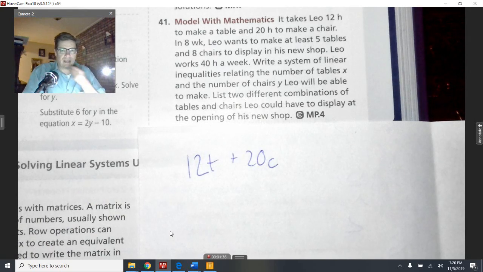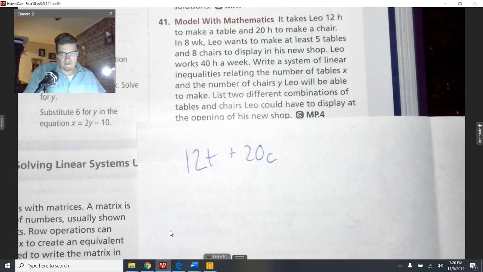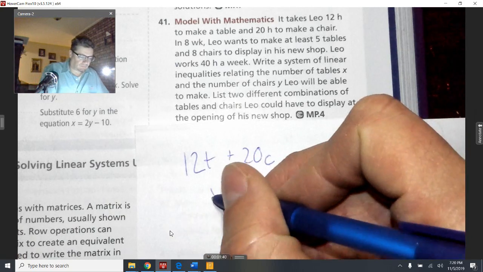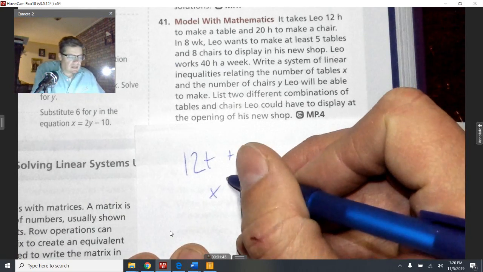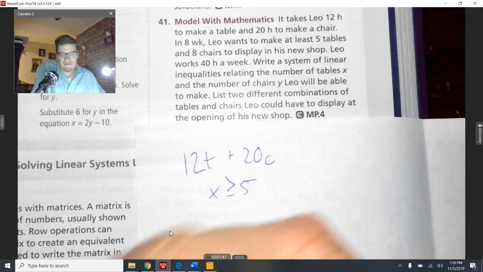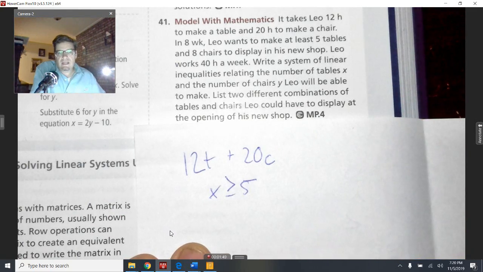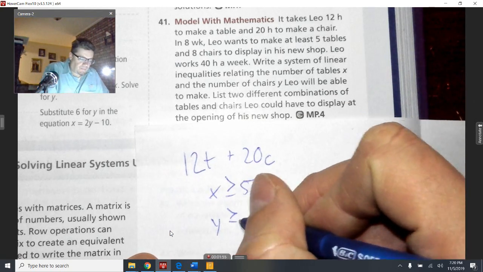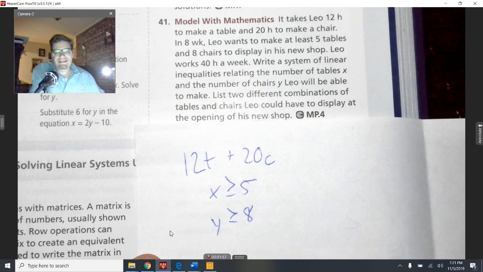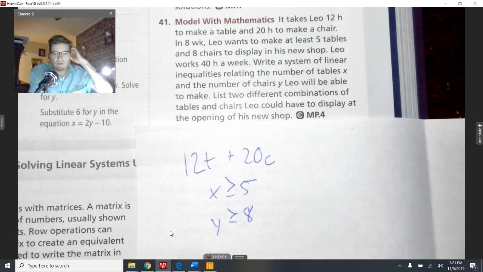All right. Now Leo wants to make at least 5 tables. At least. So that means he can make more than 5. And he wants to make at least 8 chairs. So at least 5 tables and 8 chairs to display in his new shop. Leo works 40 hours in a week.